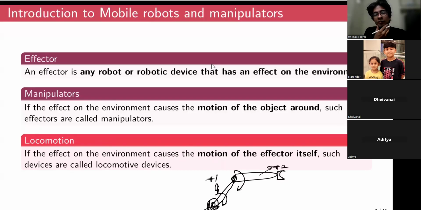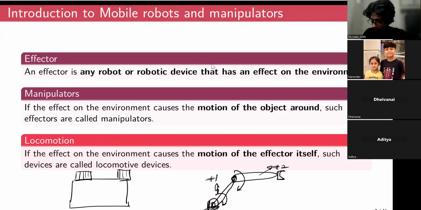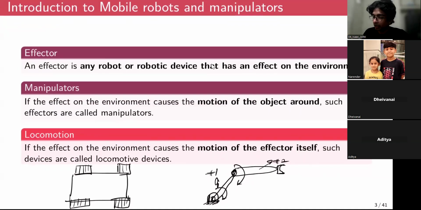What these sort of devices do is that if their effect on the environment causes the motion of the effector itself, or the effectors themselves, then such devices are called locomotive devices, right? So if you consider a mobile robot chassis like this, for the time being you can assume it has four wheels, just like a regular passenger road car. So what effect can a mobile robot have on its environment?